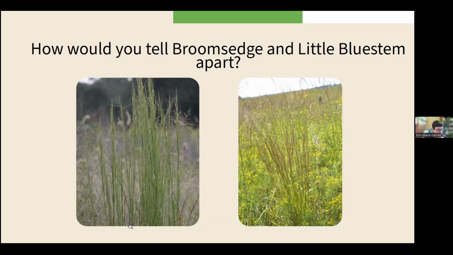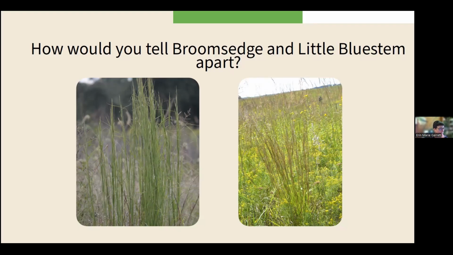Okay, I'm seeing some guesses in here. We do have the left is Broomsedge and the right is Little Bluestem. So folks are saying habitat is one clue, definitely. Broomsedge being more vertical versus kind of vase shaped in the Little Blue. I like that. Looking at the whole form, excellent.